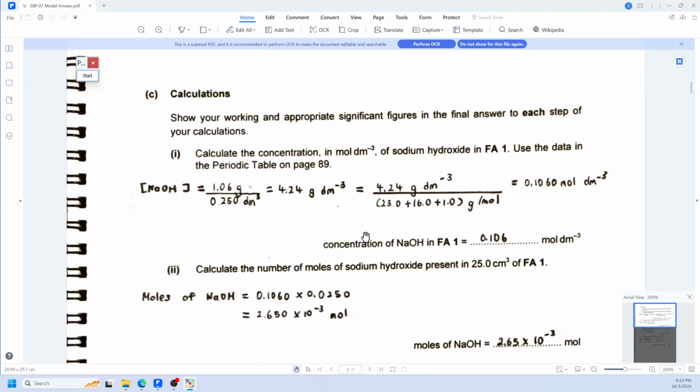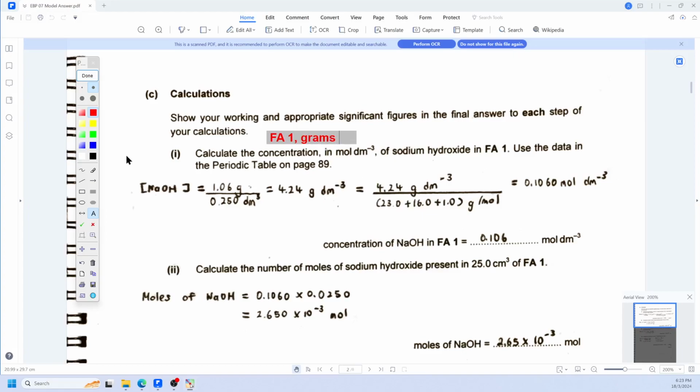Now, what's the first one? The first one is actually to calculate the concentration. This one is a variation because for Fa1, they let you know the amount, but they didn't tell you in moles per decimeter cube. They tell you in grams per volume. So you need to change the grams per volume into moles per volume.